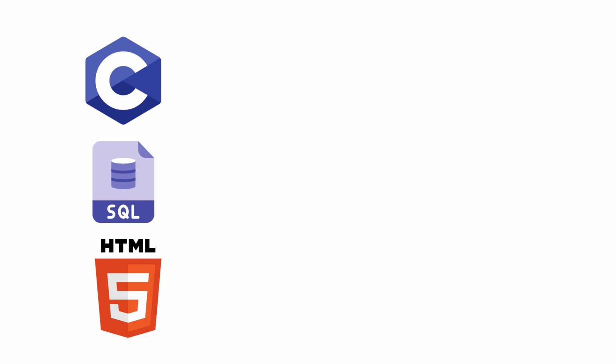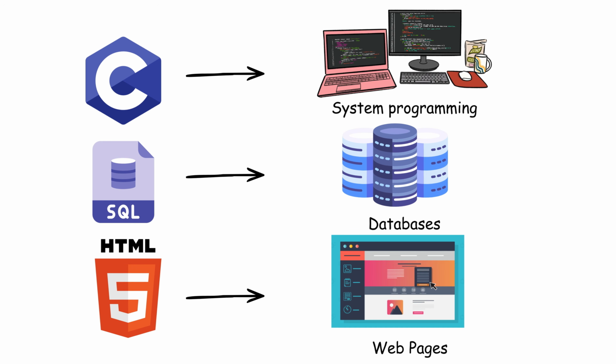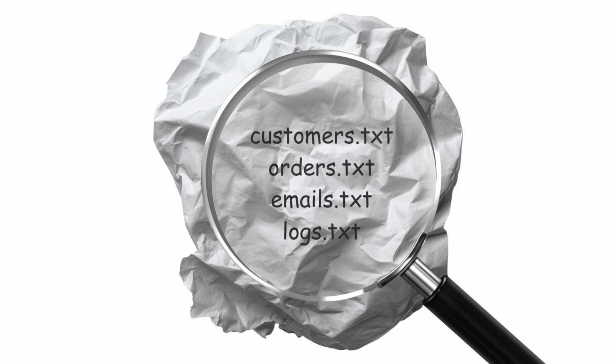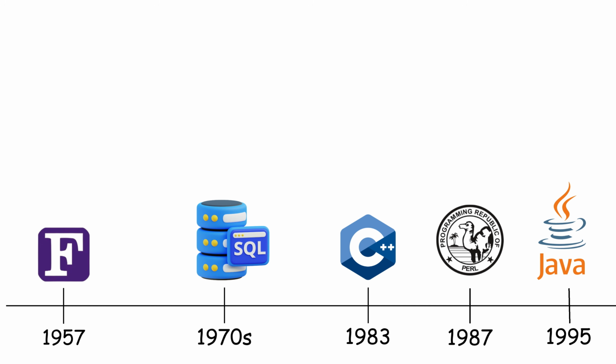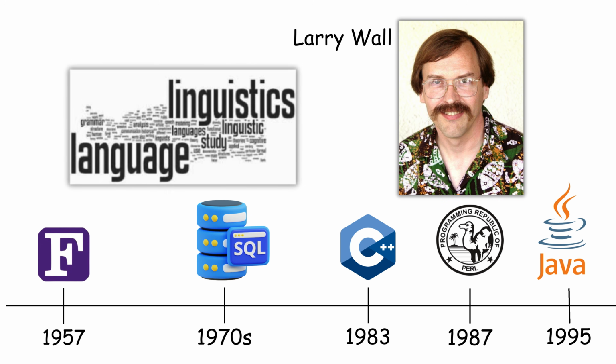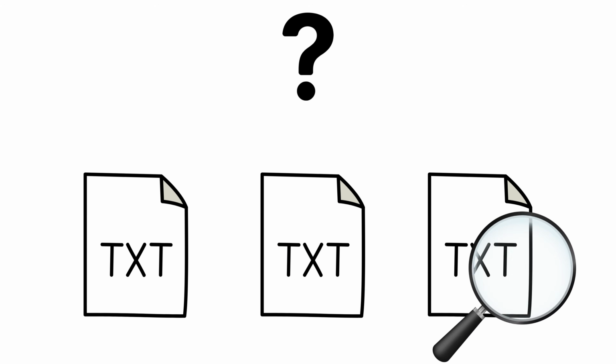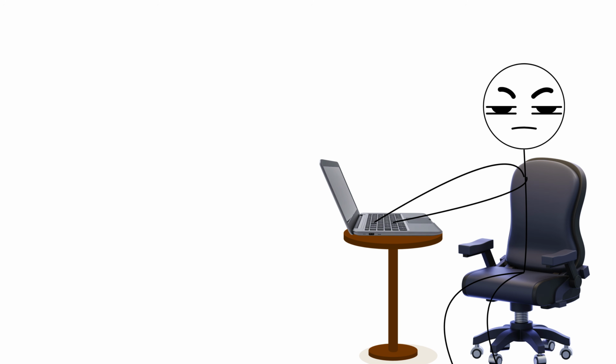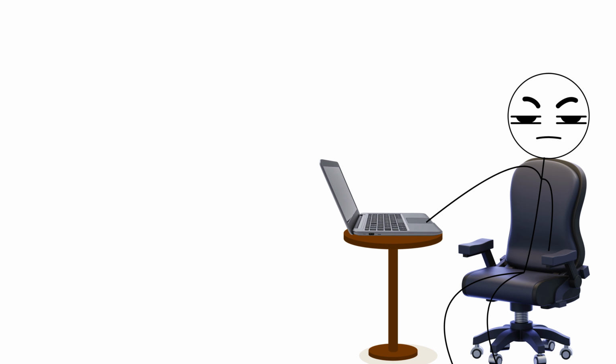Perl. Some languages are built for one job. Perl was built to be flexible enough to handle almost anything thrown at it, especially messy, real-world tasks like digging through text. It was created in 1987 by Larry Wall, a linguist and programmer. He wanted a tool that could easily scan text files, pull out patterns, and generate reports, tasks that were common but annoying to do with the tools available at the time.